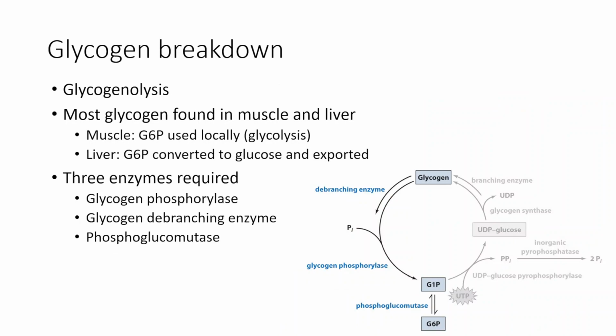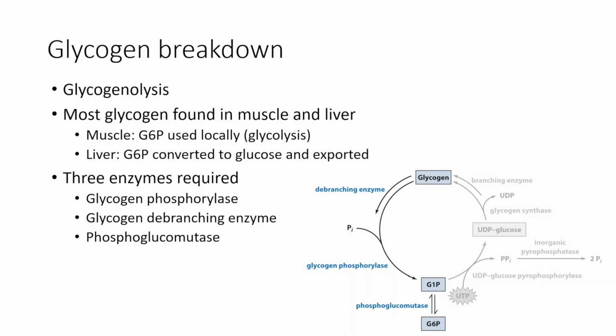Another, maybe more technical term for glycogen breakdown is glycogenolysis. But we can just refer to it as glycogen breakdown. Most of the glycogen in our bodies is found in the liver as well as the muscles. In the muscle, glucose 6-phosphate is used locally for glycolysis for a quick source of energy, particularly during bursts of exercise. On the other hand, in the liver, when glycogen is broken down into glucose 6-phosphate, it is then converted to glucose and exported for use throughout the body as a fuel.